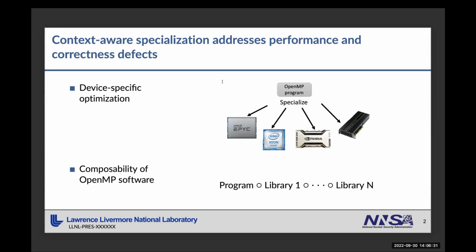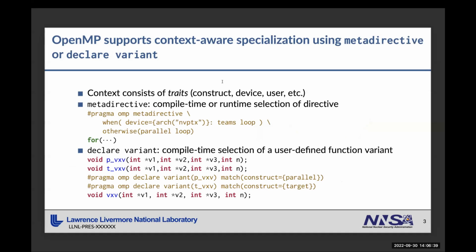So there's a lot of material here, but something that we really wanted out of variants early on is to actually pass context along, right? And so we look at some of these things we have, right? Context consists of traits. What constructs are there? What device are you on? What device would you be offloading to? What's going on in the program around you? What's your architecture? All kinds of things, right?